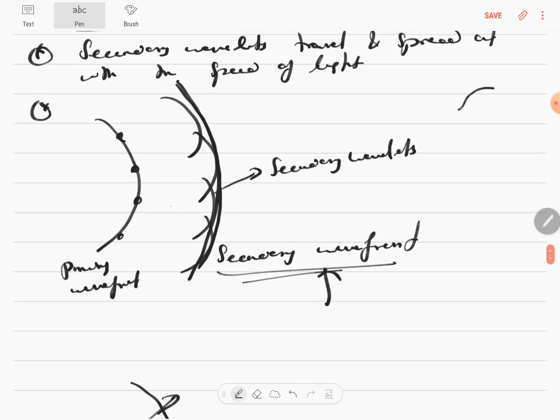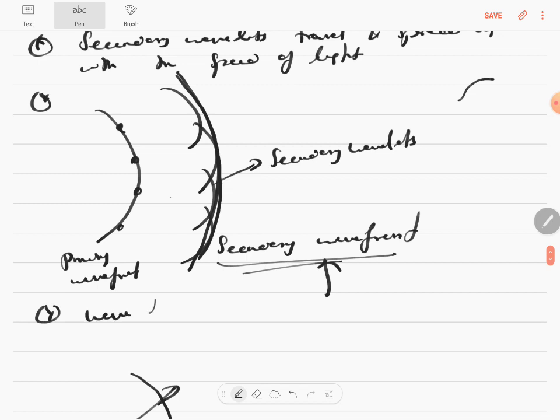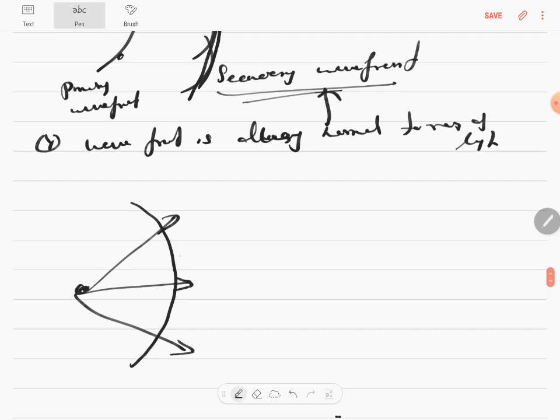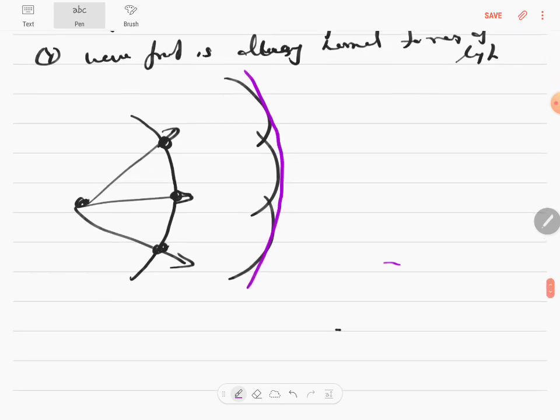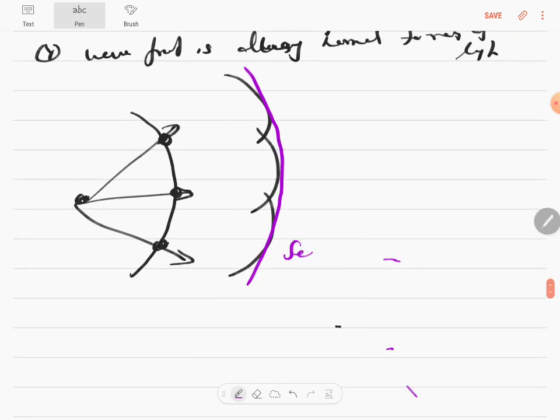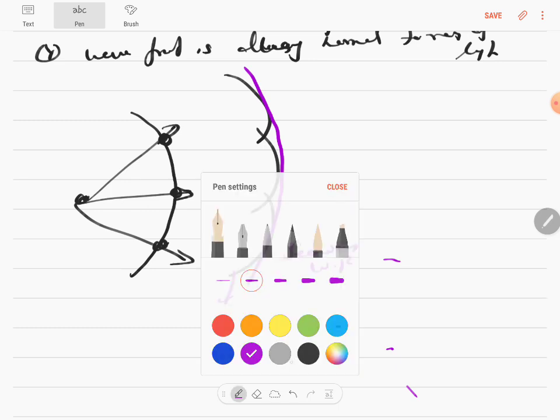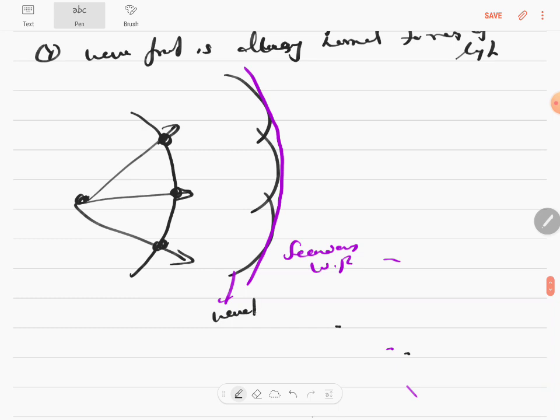That's another point you can say, that the wavefront is always normal to the ray of light. This is another point you can include. Then you draw a primary wavefront. Every point on the primary wavefront acts as a source of disturbance known as secondary wavelets. An enclosure drawn to these secondary wavelets is called the secondary wavefront. So the purple color is the secondary wavefront. The black color disturbance is known as wavelets. You can say wavelets or secondary wavelets, whatever.